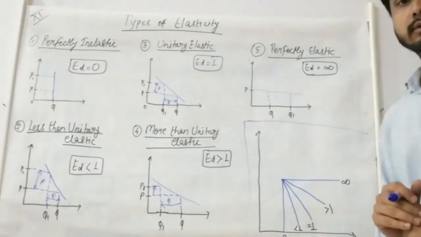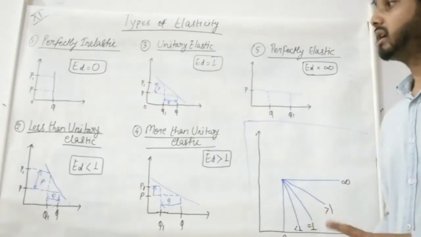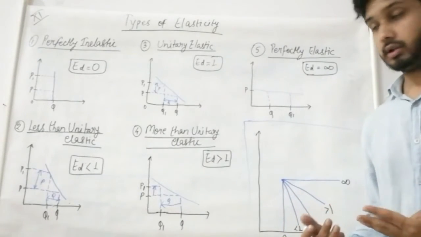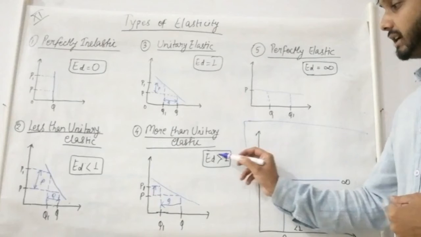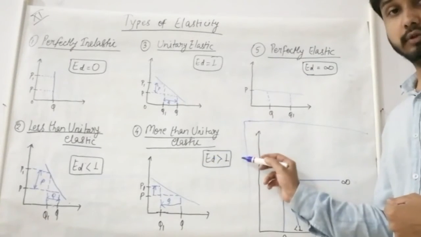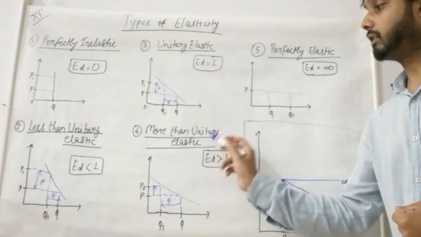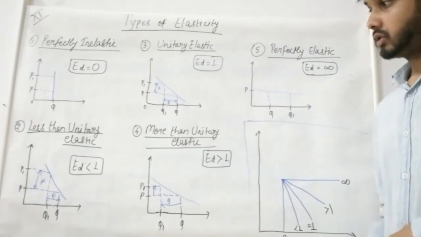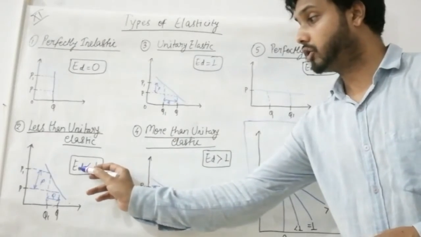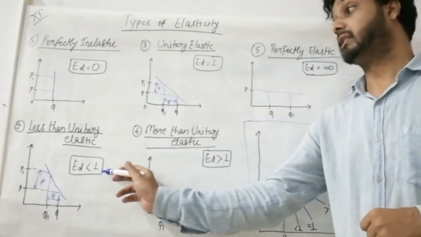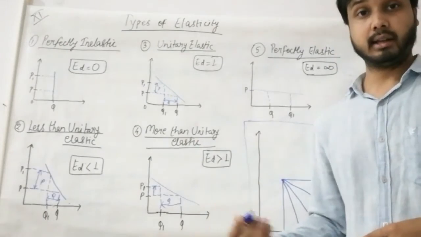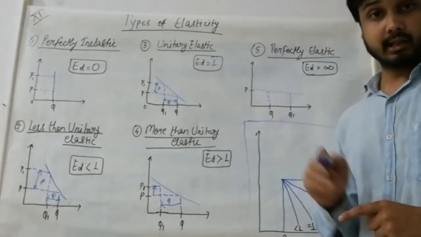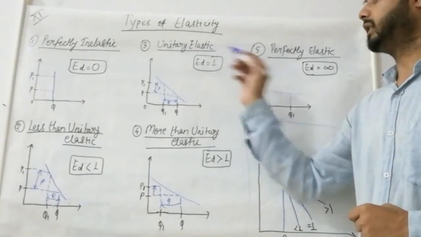So whenever we solve with the formula of percentage method, we will get a certain answer. Suppose we get the answer as 4. So 4 is more than 1, so elasticity will be more than unitary elastic. If we get 0.25, that is less than 1, ED less than 1, so that will be less than unitary. If our answer comes 1, then elasticity of demand is equal to 1, which will be unitary elastic.